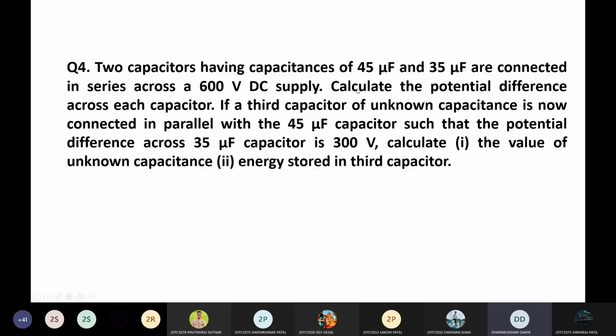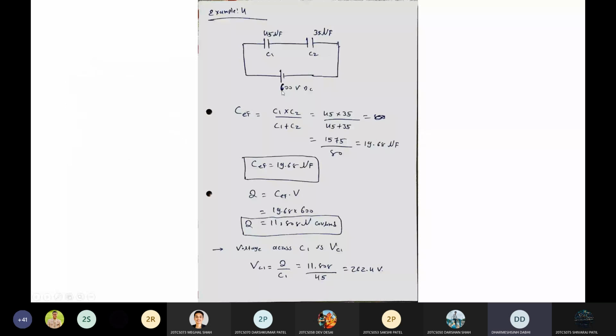Both are connected in series. So what is the equivalent capacitance you get? 19.68 microfarad. Yes. If you calculate, both are in series, so C equivalent is C1 into C2 divided by C1 plus C2. Okay, so the answer is 19.68 microfarad.